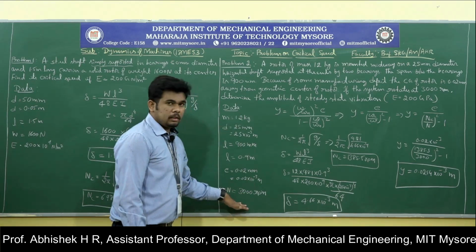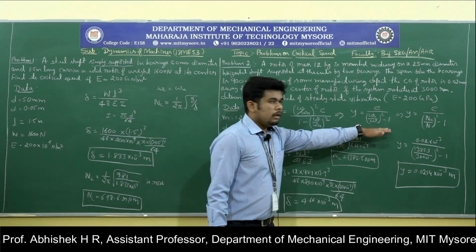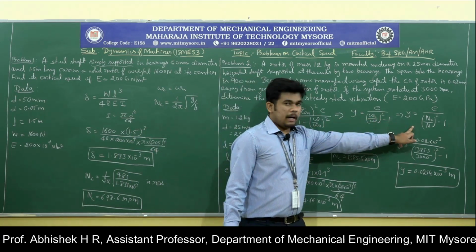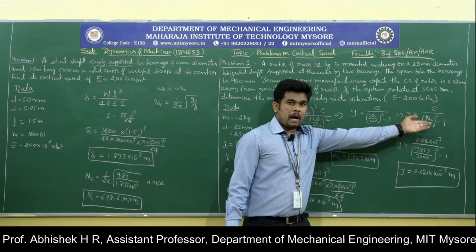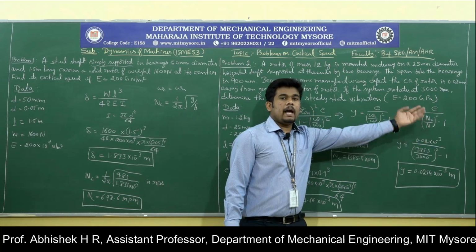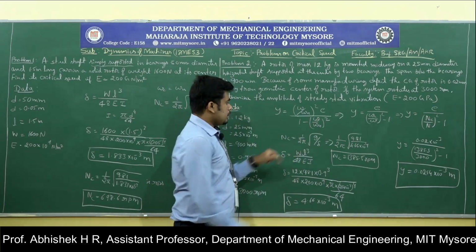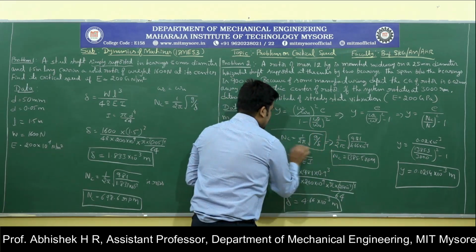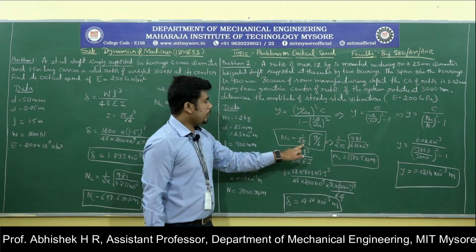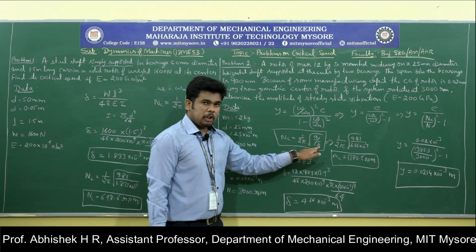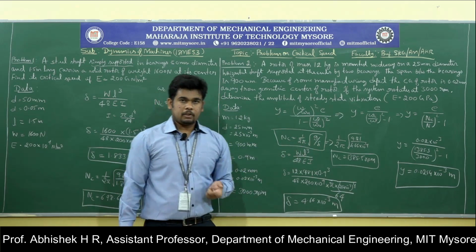From this I have to calculate the amplitude of the steady state vibration, but according to the formula it is Nc by N. So I have the value of N, but I have to find out Nc. To find out Nc, the formula is Nc equal to 1 by 2 pi into square root of g by delta. But here we don't know the value of delta, that is deflection.